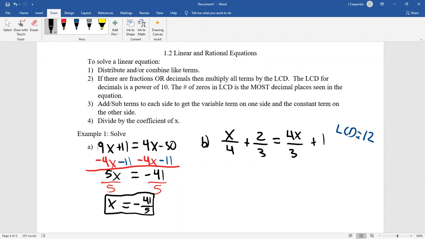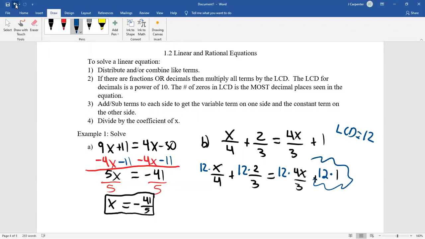So what I'm going to do is, every single one of these terms, I'm leaving some space because I'm going to fill in some number with a different color. Every single one of those terms, we will multiply by the LCD. We're multiplying all terms by the LCD. It doesn't say all terms with a fraction. It doesn't say just one side. It says all terms. So we take 12 times the x over 4. We take 12 times the 2 over 3. We take 12 times the 4x over 3. And yes, we take 12 times 1.